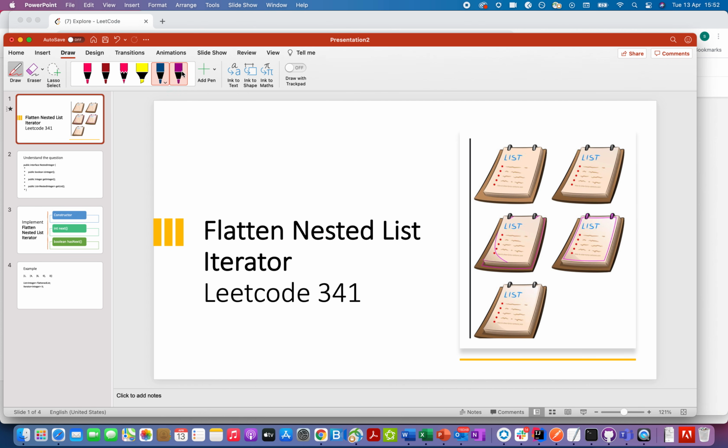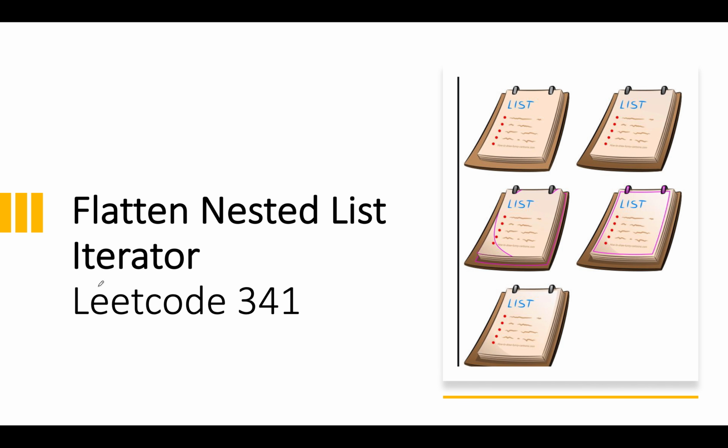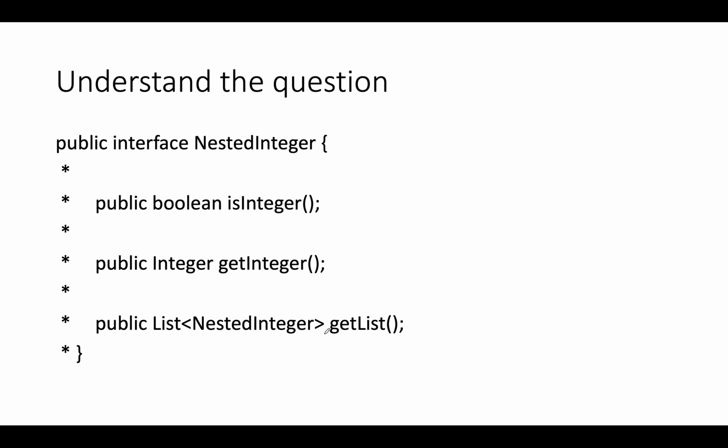It's a simple question, not a very hard question. Flatten nested list iterator, LeetCode 341. And there was an interface given in the definition of the question, that of nested integers. So the input list that is given is of format nested integer, and it supports these three methods. Is integer tells us whether the current element is an integer or not. So if it's an integer, it will return true. If it happens to be of type list, it will return false.